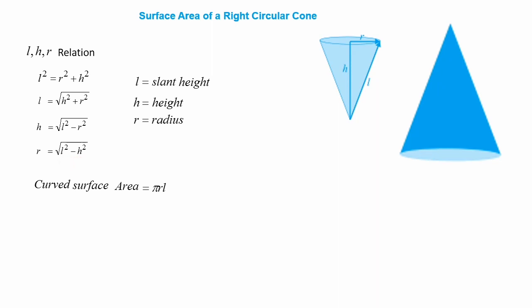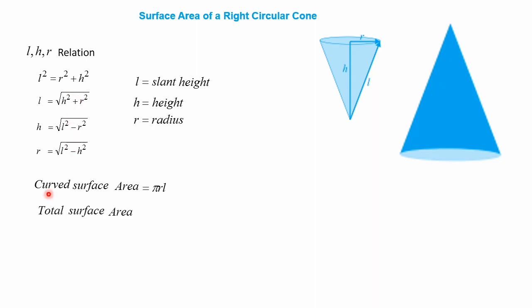So these are the three relations connecting L, H and R. L is equal to root of H square plus R square. As we know, L is the longest side, that is the hypotenuse. It is the sum, and the other two sides are smaller than L, so you have to subtract from L. So H is equal to root of L square minus R square. R is equal to root of L square minus H square. Quite simple formulas. You must learn these three formulas because they are very important.